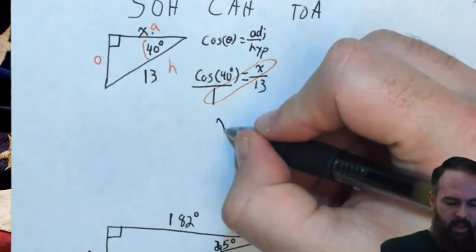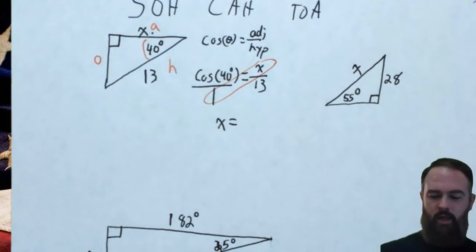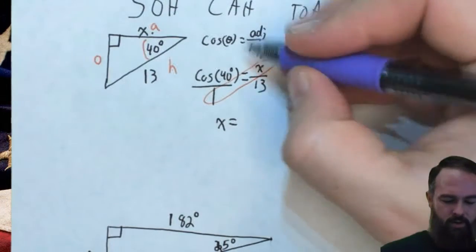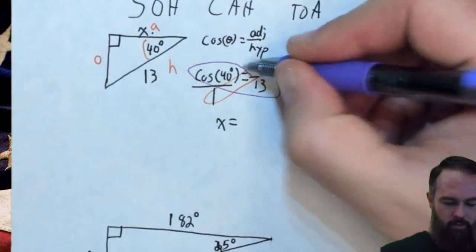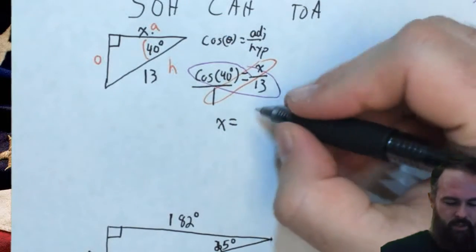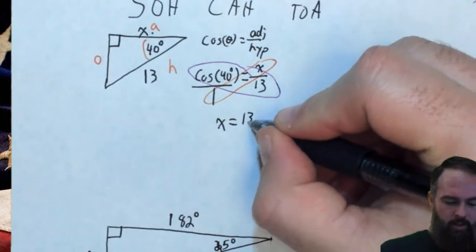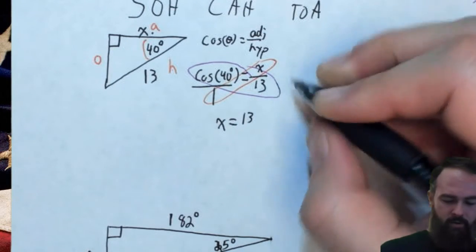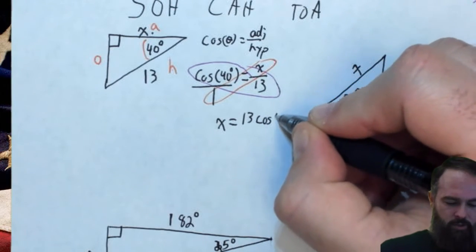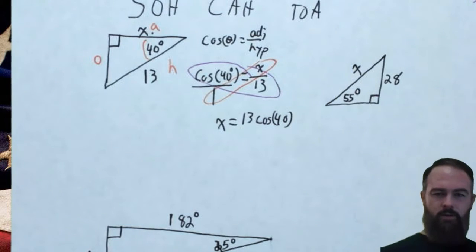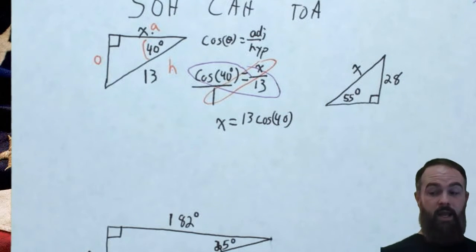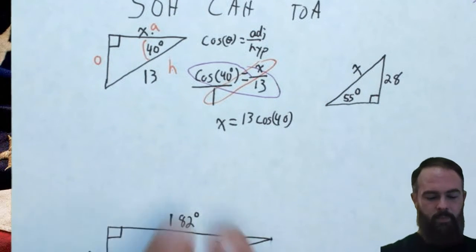That gives me x equals, and then when we cross over this side, 13 times cosine 40. Now, always write the number out in front like it's a coefficient. Okay, 13 cosine 40. And now, here's where our calculator comes in.